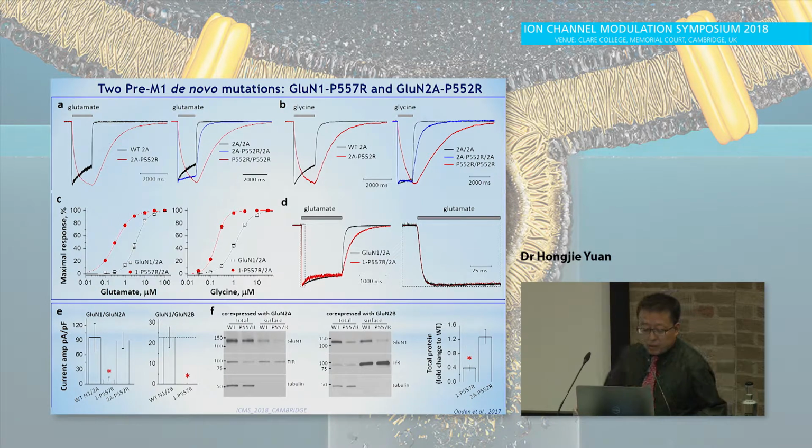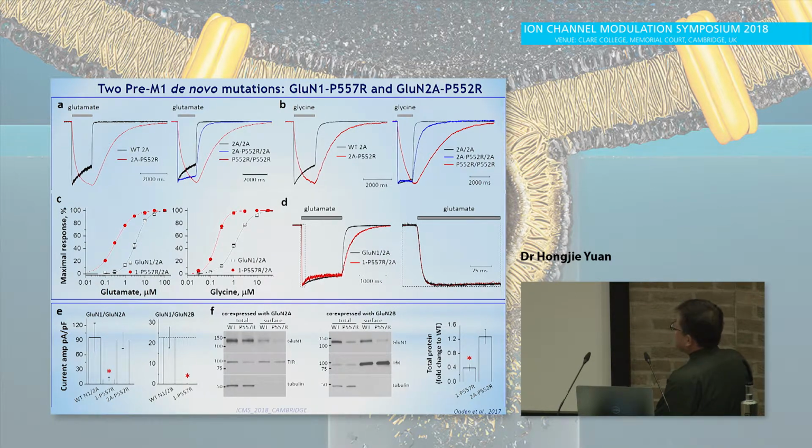We then did surface protein biotinylation and subsequent Western blot to confirm whether the reduced current amplitude is caused by receptor trafficking. We can see that when co-expressed with GRIN2A, the P557R showed a decreased ratio of surface to total protein level. You can see it here in this bar graph. Meanwhile, the 2A P552R showed comparable surface expression compared with the wild type.